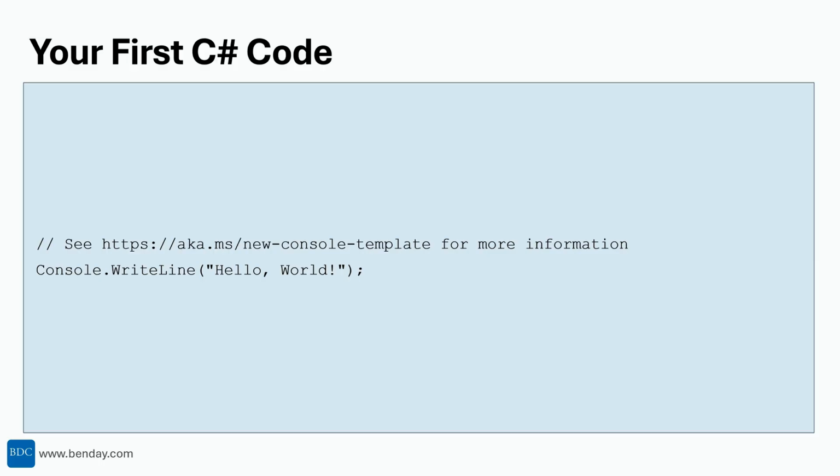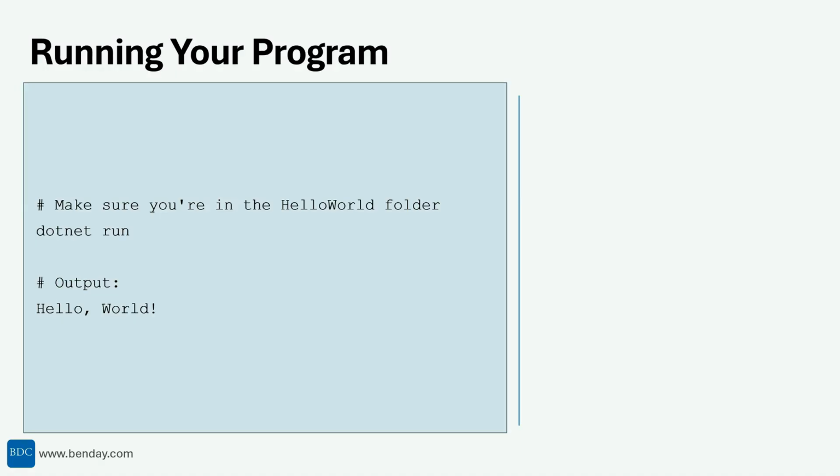Let's look at the code. This is the entire program. Just 2 lines. The first is a comment, and the second prints "Hello World" to the console. Notice the semicolon at the end, that's required in C#.